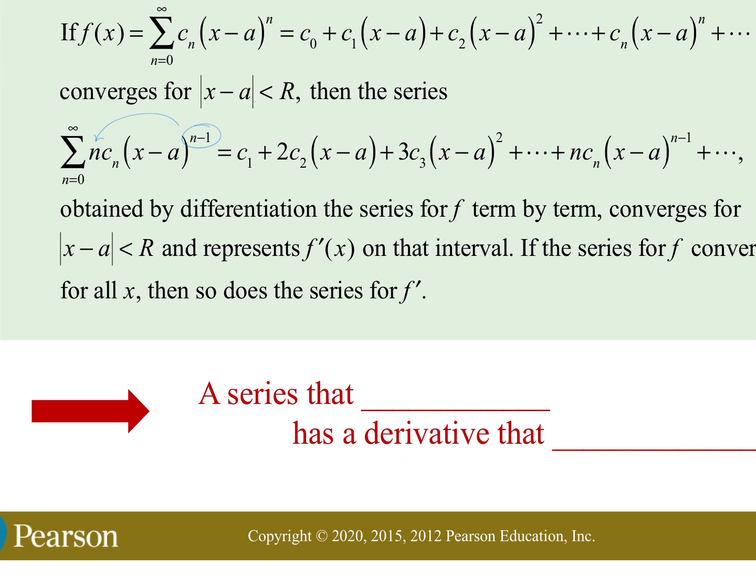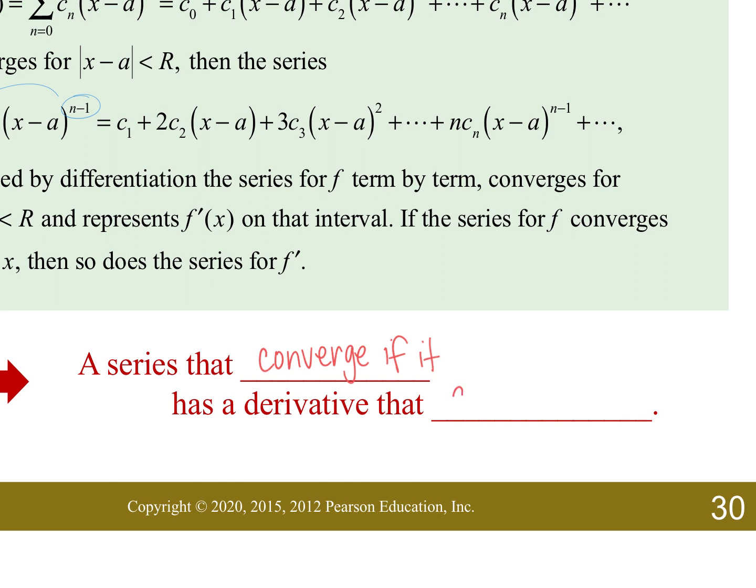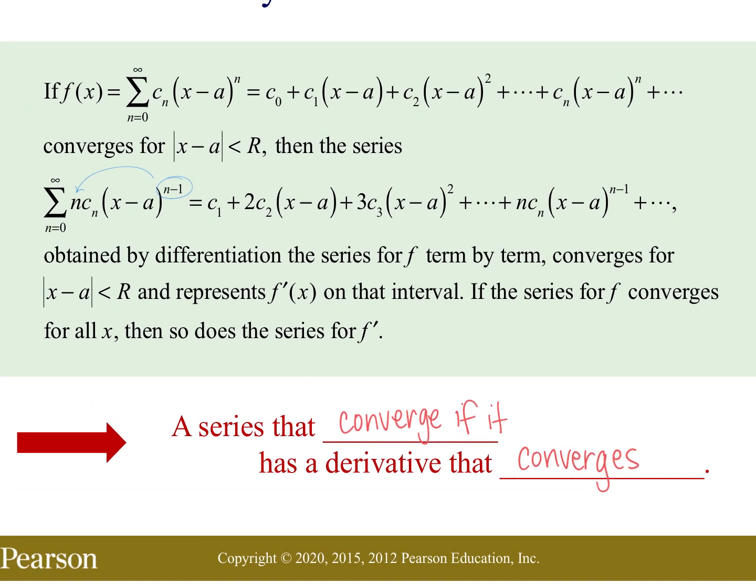But the conclusion is, a series will converge if it has a derivative that converges. A series, whoops, that doesn't make grammatical sense. A series that converges, that's better, has a derivative that converges. That makes more grammatical sense.